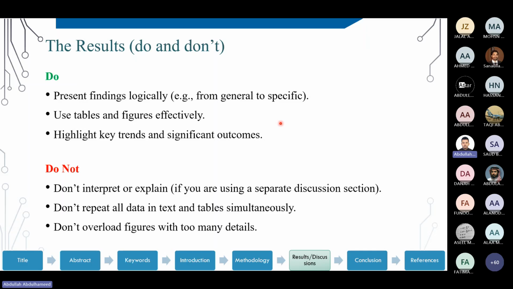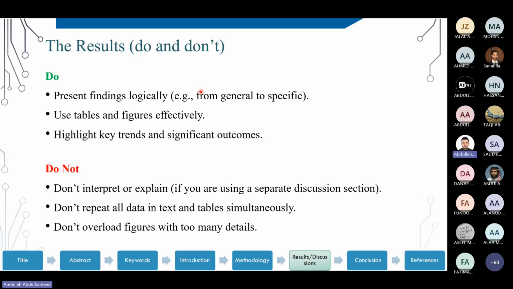So we come to the section of do's and don'ts. For results, you should present findings logically. Similar to what I said in the introduction, they should go from general to specific, because sometimes you have very general results, and then you go more specific. So please move from general to very specific. This is very important. Also, use tables and figures effectively, as I said.